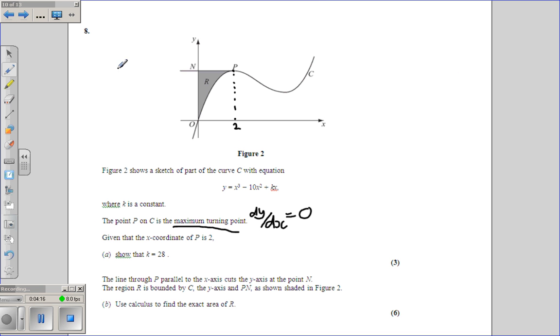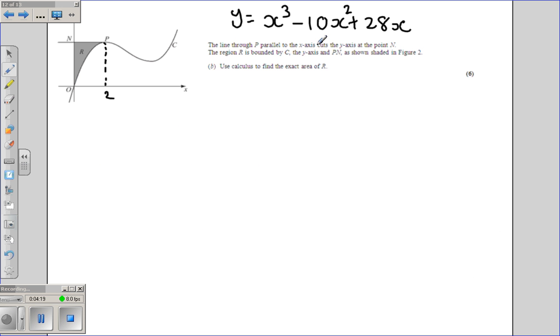x cubed minus 10x squared plus kx. There, so k was 28. So this is the function here of this curve. This is the equation of the curve. If we integrate that between 0 and 2, you won't get that area R. What you'll get is this bit here.